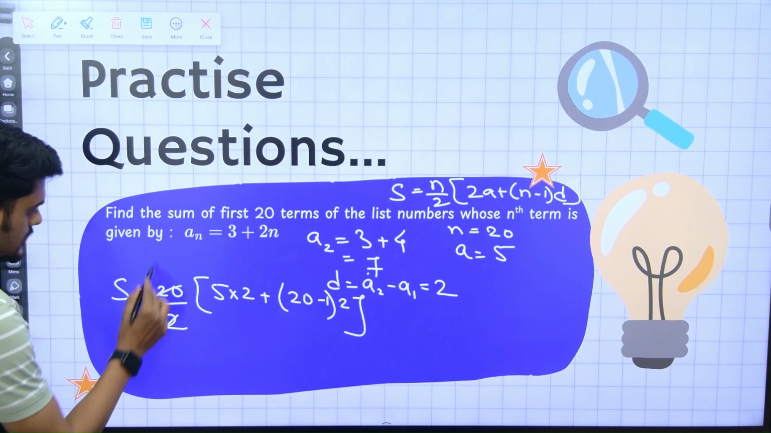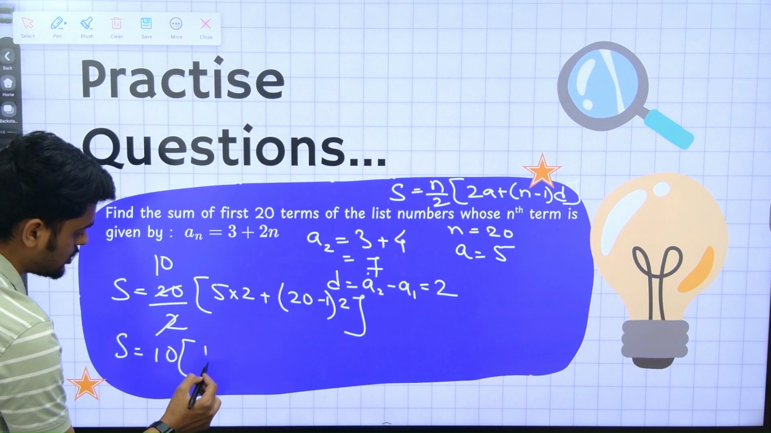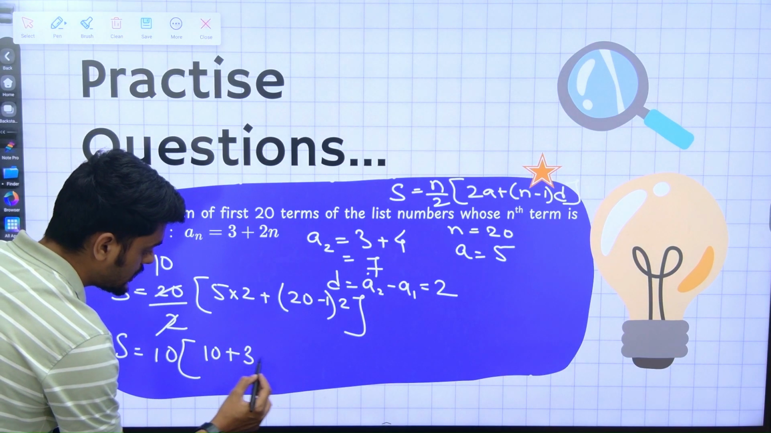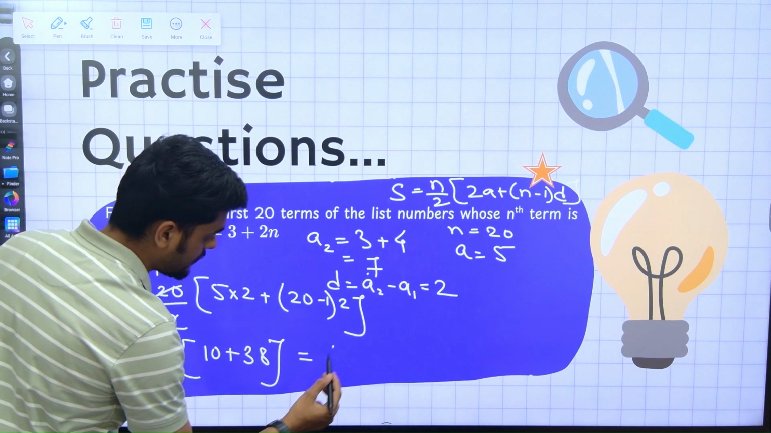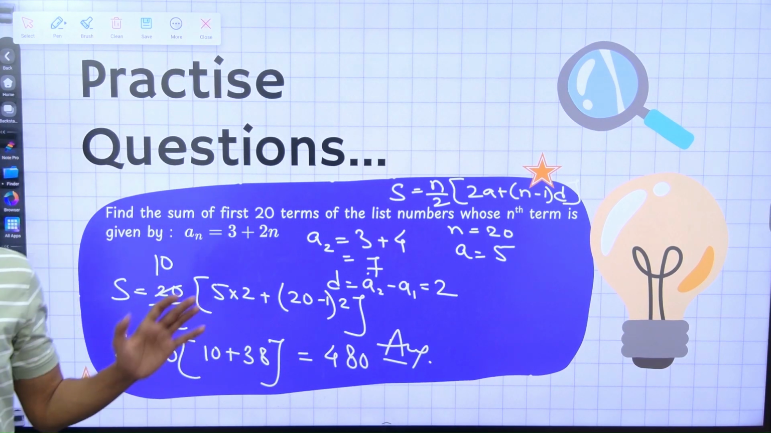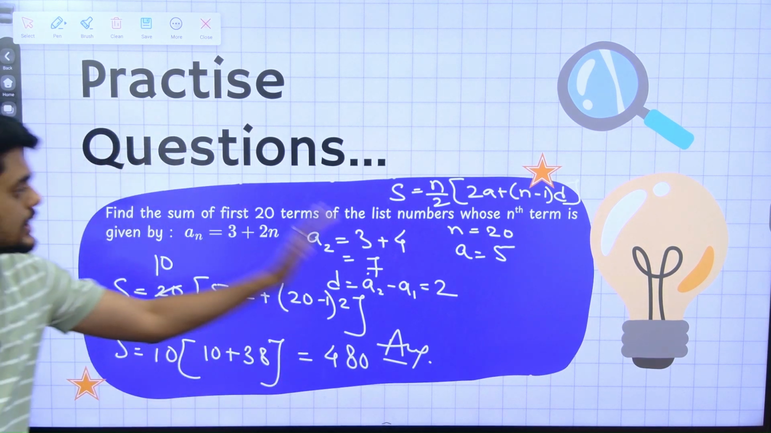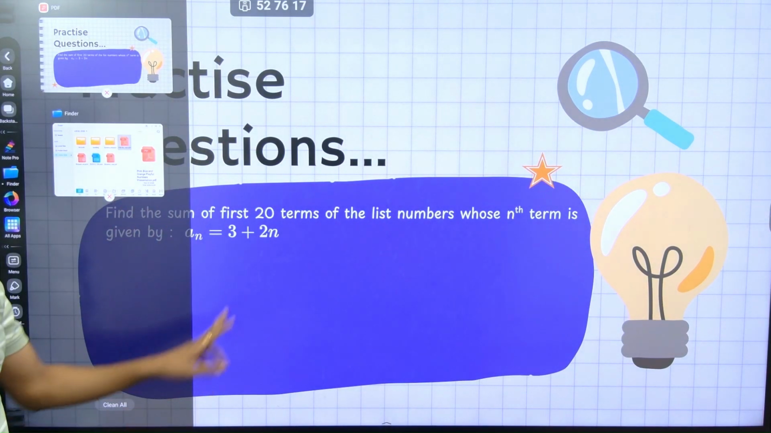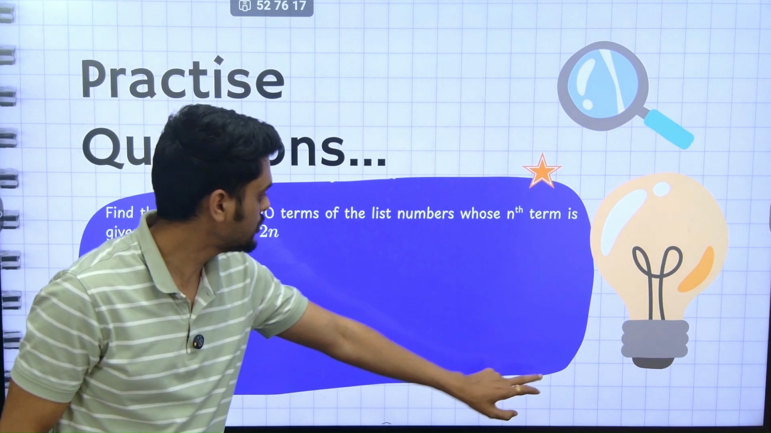Okay, this would be 10. Now 5 into 2 would be 10 and 20 minus 1 would be 19. 19 into 2 is going to be 38. 38 plus 10 would be 48 and 48 into 10 would be 480. We are reassured that we have learned each and everything very correctly. Okay, so from a single question you can apply the different formulas and you can calculate the answer as per your own choice. Okay, so let's move ahead and learn a few more things.